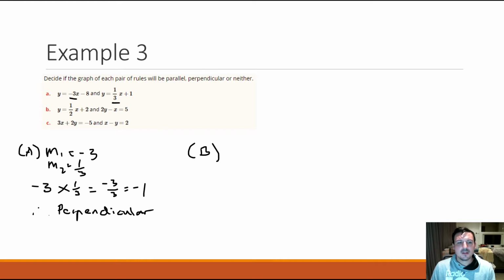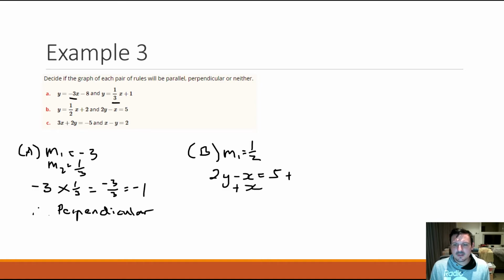Part B, y equals a half x plus 2, and 2y plus x equals 5. So I know what m1 is, so that is 1/2. However, the second equation isn't in y equals mx plus c form. So what I need to do is make it into y equals mx plus c form. So let's put that up. 2y minus x equals 5.